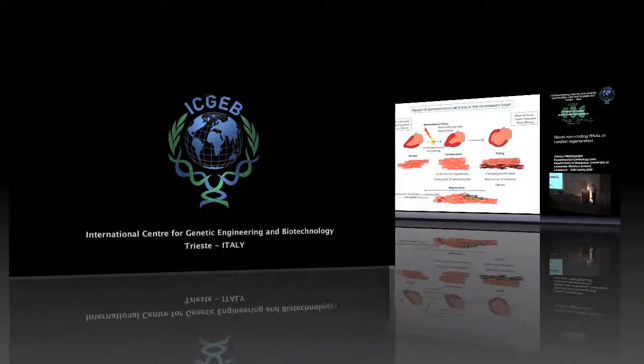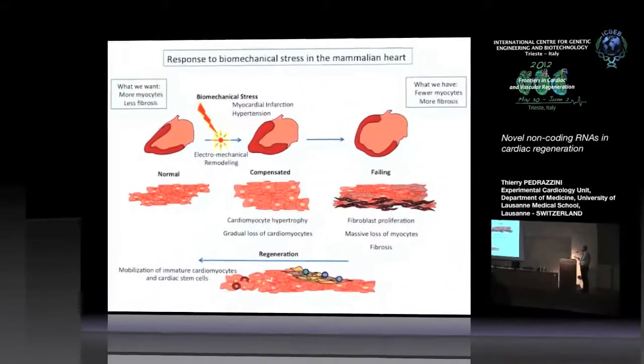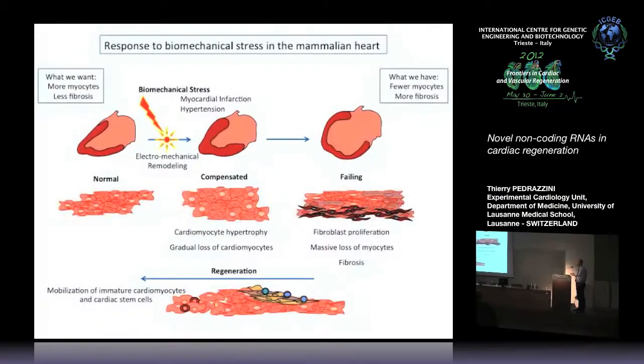Okay, so this doesn't need much introduction. I mean, we all agree that the heart adapts to a biomechanical stress via a default pathway that leads to more fibrosis and fewer myocytes, basically hypertrophy. But what we want is more myocytes and less fibrosis. So the whole idea is to find ways of reversing the process and trying to induce some kind of regeneration.